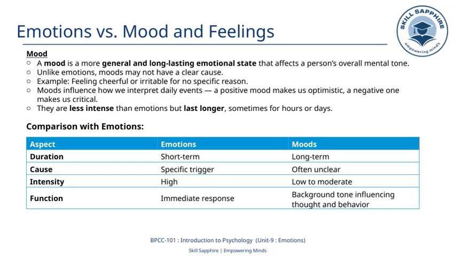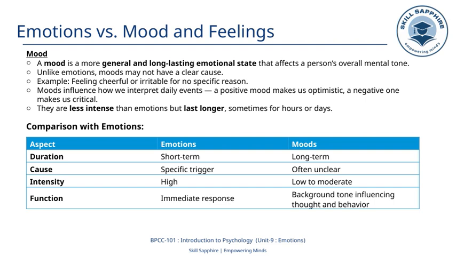Now, let's talk about emotions versus moods and feelings. Starting with mood, a mood is a more general and long-lasting emotional state. It really influences our overall mental tone. Unlike specific emotions, moods might not have a clear cause. For example, you might feel cheerful or irritable without knowing exactly why.